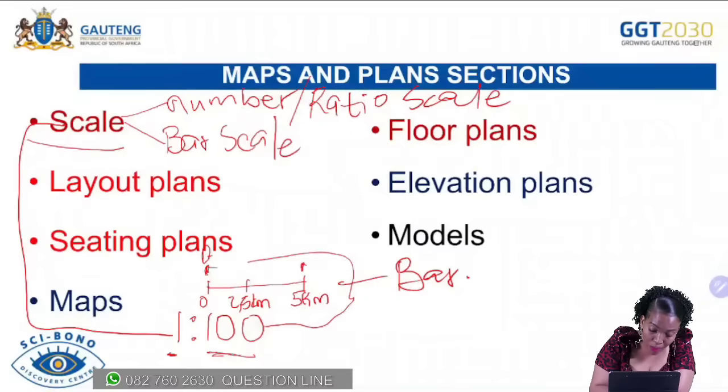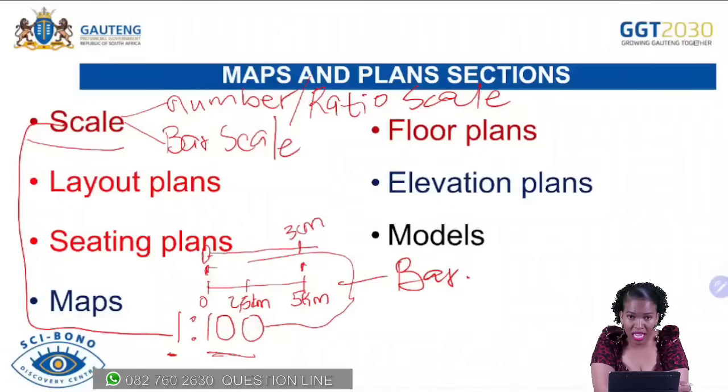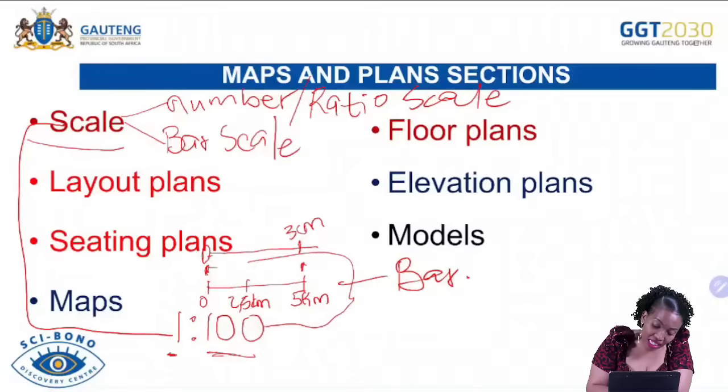So let's say you took your measurement with your ruler, and when you end here, you find that it was 3 centimeters. So how do you explain the bar scale then? You will say 3 centimeters on the map represents 5 kilometers in reality. That is how you explain a bar scale. So the way you explain a bar scale and a number scale, it is quite different, because with the number scale, we are very strict when it comes to units, whereas with the bar scale, the units don't matter. You say and you write the units as they are.